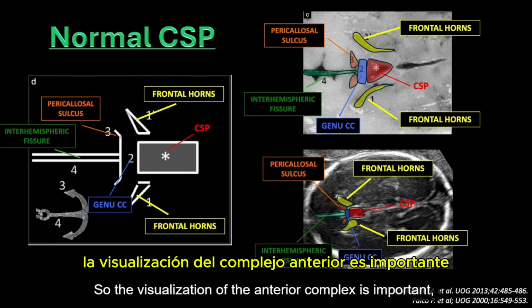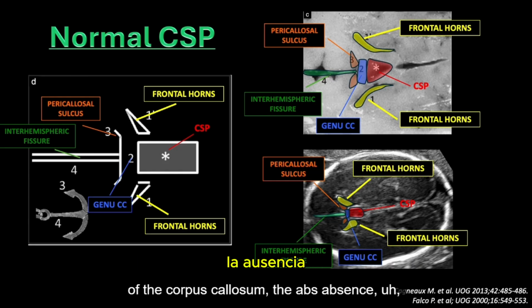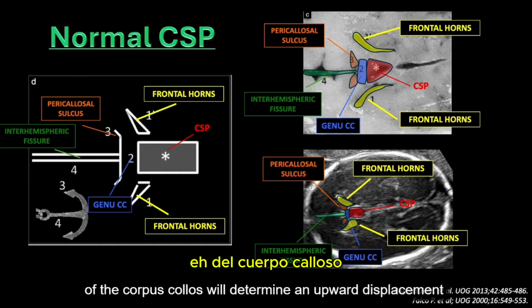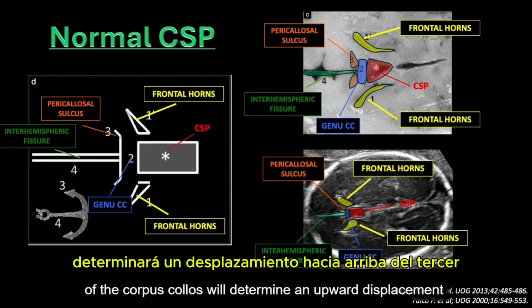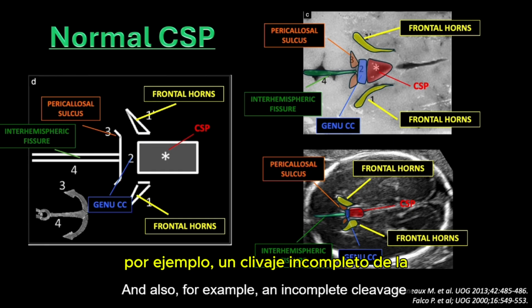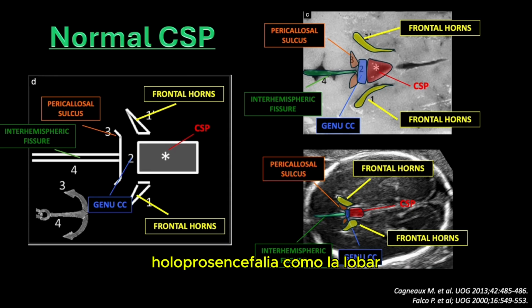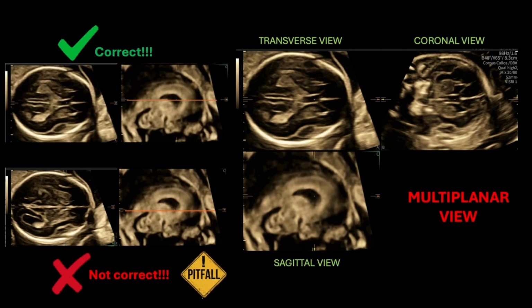So the visualization of the anterior complex is important, while for example, in the complete agenesis of the corpus callosum, the absence of the corpus callosum will determine an upward displacement of the third ventricle, and also, for example, an incomplete cleavage of the interhemispheric fissure. It's a common finding in milder forms of holoprosencephaly, such as the lobar holoprosencephaly.